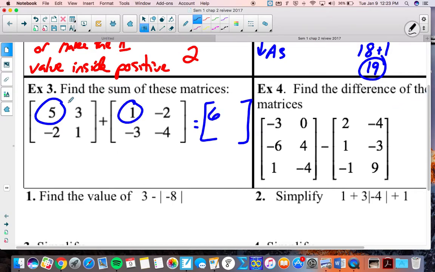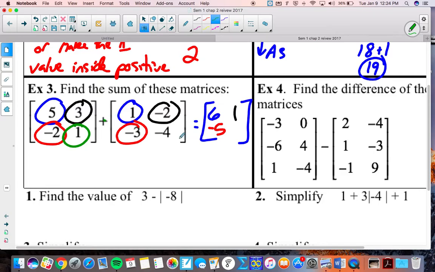To get the top right entry, I take corresponding entries or places. So top right plus top right is +1. To get the bottom left, I take -2 plus -3, which is -5. To get the bottom right, I take 1 plus -4, which is -3.